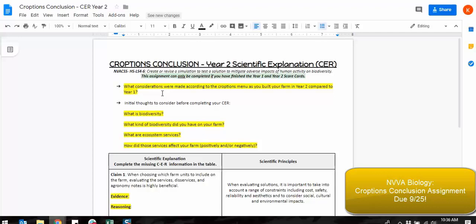So that's the first question, is what considerations were made. Considerations meaning what did you think about as you were building your farm. So go back to your Croptions menu. Pull in what you know from there. Were you looking at how much things cost versus how much the profit was? Were you looking at the ecosystem services? Were you looking at the ecosystem disservices? Make sure you include any considerations that you made as you built your farm in year 2 versus year 1.